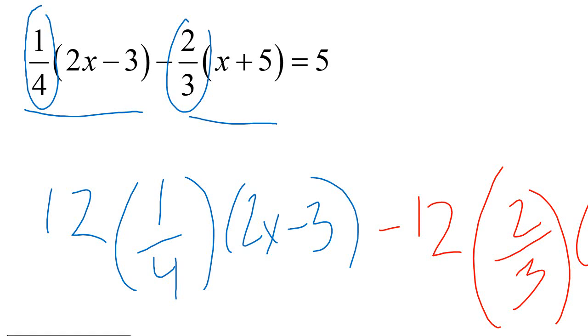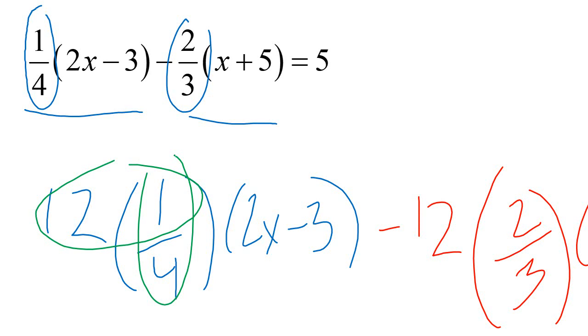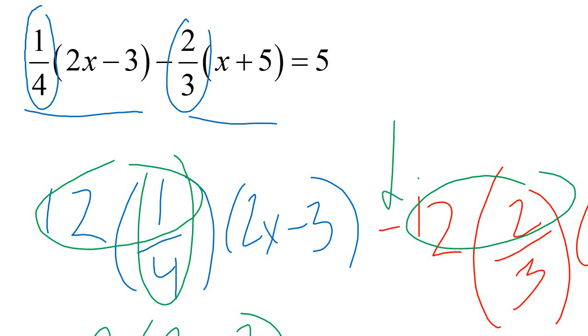Okay, so my goal is to remove the fractions to make solving easier. So 12 times 1 is 12, divided by 4 is 3. So I have 3 times 2x minus 3. And again, it's a negative here, keep that in mind as well. 12 times 2 is 24, divided by 3. 24 divided by 3 is 8. Bringing down that negative sign, negative 8, x plus 5 equals 60.